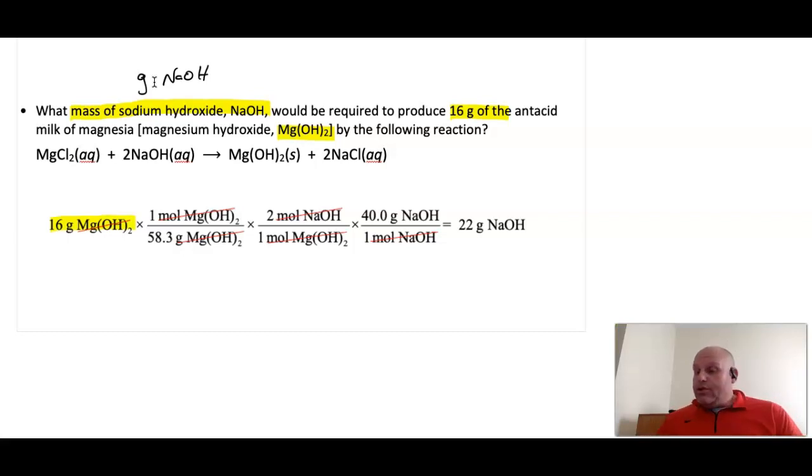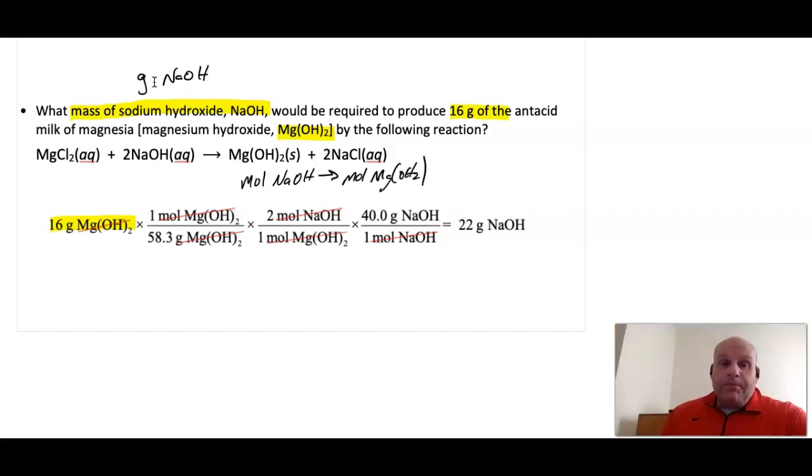So in order to do my molar ratio from mole of NaOH to mole of Mg(OH)2, which is this second step right here, I must first obviously convert to moles. So I'm going to do that. I'm going to use the molar mass. I'm going to calculate the molar mass of Mg(OH)2, plug that in there. So I've successfully converted to moles.